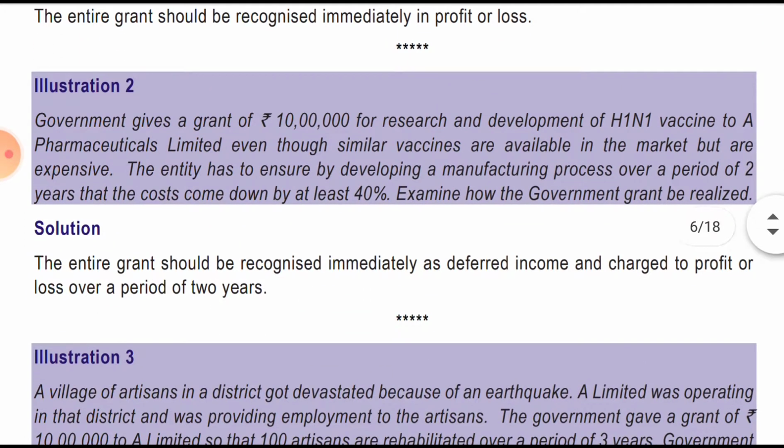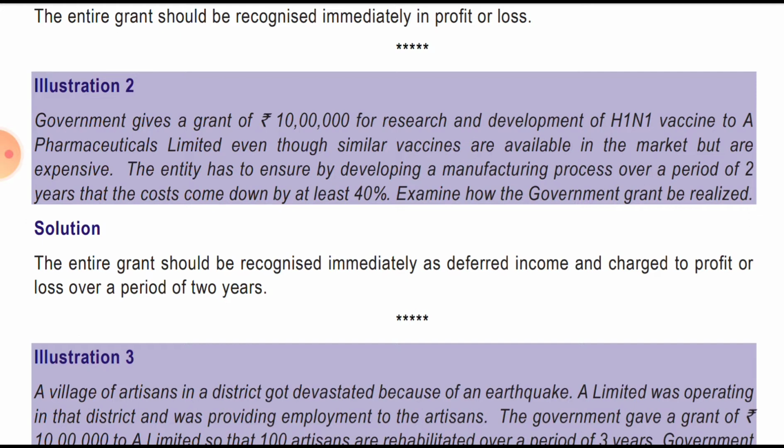Second illustration: government gives a grant of 10 lakh rupees for the research and development of the H1N1 vaccine to A Pharmaceutical, even though similar vaccines are available in the market but are expensive. The entity has to ensure, by developing a manufacturing process over the period of 2 years, that the cost of the same comes down by at least 40%. Examine how the government grant should be realized.